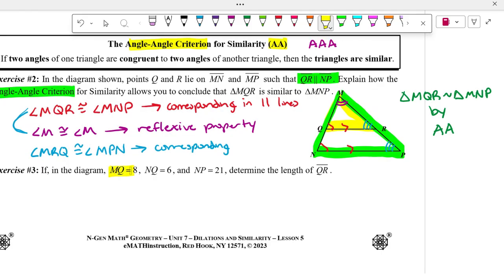Now, let's double check proportionality. Let's say MQ is 8, NQ is 6, and NP is 21, and they want us to find the length of QR. So let's call QR X. Do I have enough information to set up a proportion to solve for X? Yes. How would I set it up?